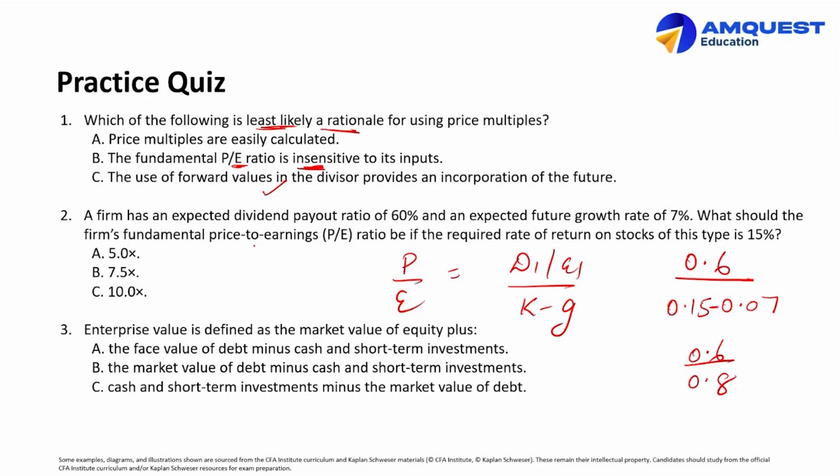Enterprise value is defined as, so tell me the answer. It's just a formula. Market value of equity plus market value of debt minus cash and short term investments. Option B. Correct. If market value is not available, only then do we take face value. Otherwise market value is what we use.